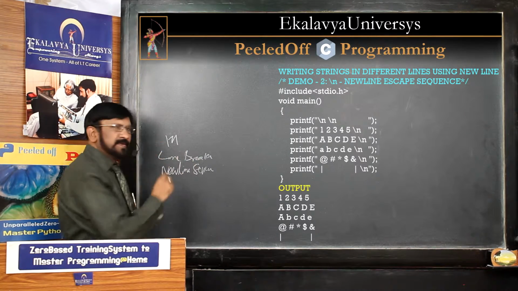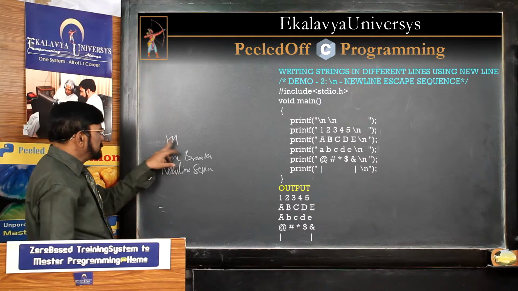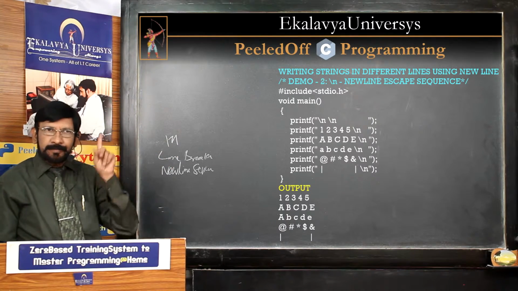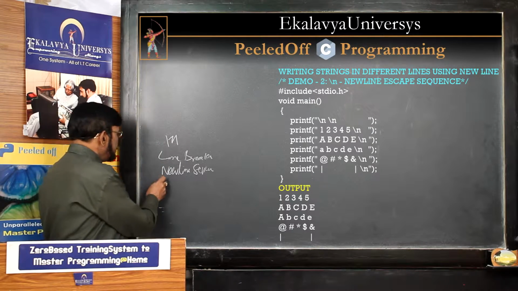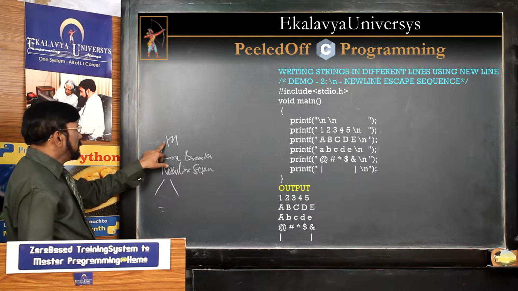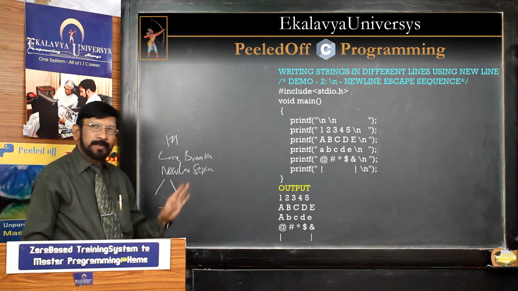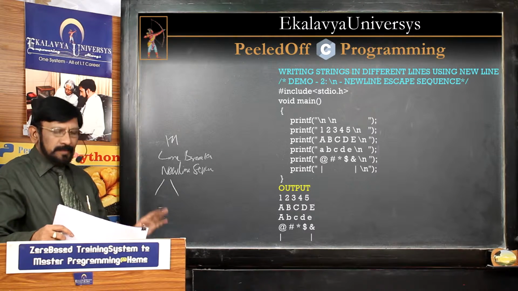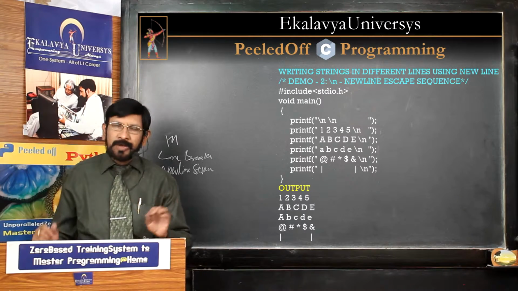Why is it called a sequence? Actually, this consists of two letters, not one. One is backslash, not slash, backslash. A slash is this, backslash is this. Always remember that. And lowercase n, not uppercase n. Uppercase N is not identified as a new line sequence.